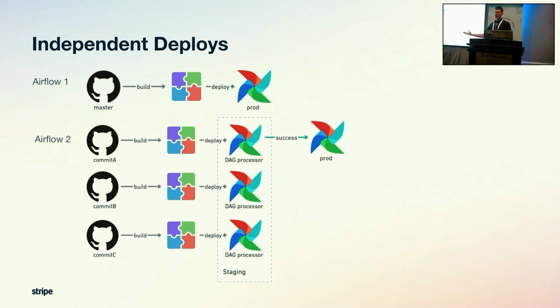And as a result, it's no longer the case that everything that's running in production has to be on master. Every DAG can be running at its own git commit that has been sufficiently tested in staging, depending on the way that the users would like to advance their DAGs through staging.